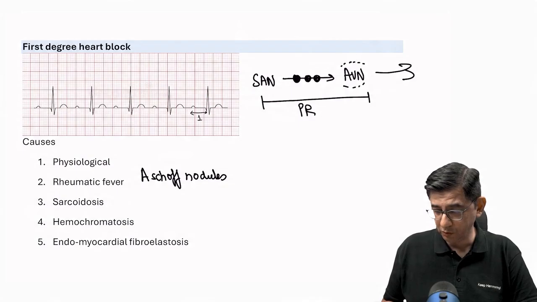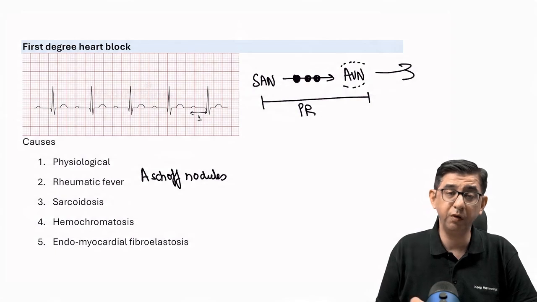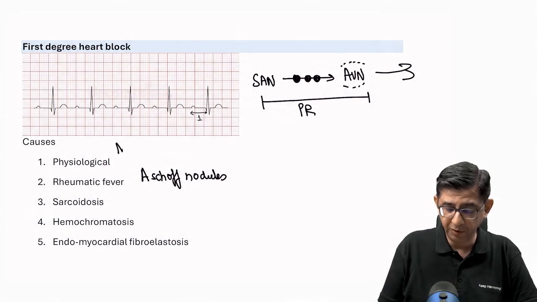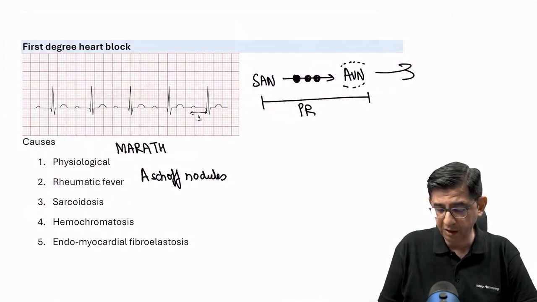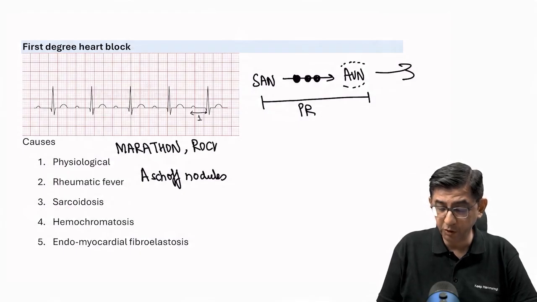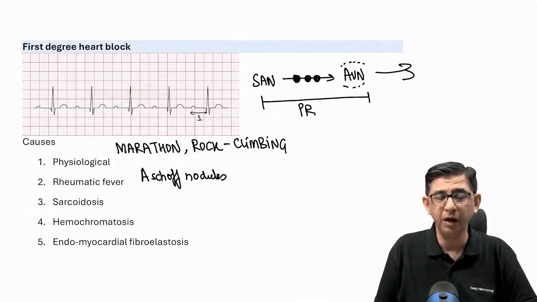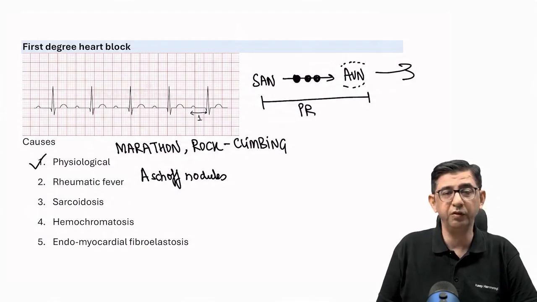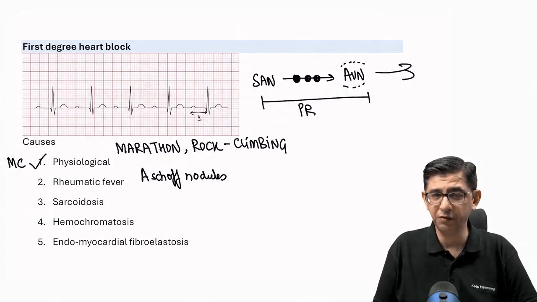At this moment, I also want to bring to your attention that overall the most common cause of first degree heart block, however, is physiological. Like if a person is doing a lot of running, a lot of times these marathon runners have a high vagal tone. Or if a person is doing rock climbing, for that also you need a lot of stamina. So people who are into sports, especially like marathon running, long tennis, or rock climbing, would be having a high vagal tone physiologically. So overall the most common cause of first degree heart block is physiological.